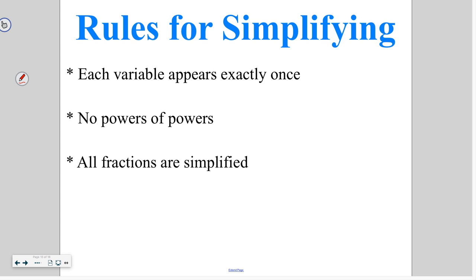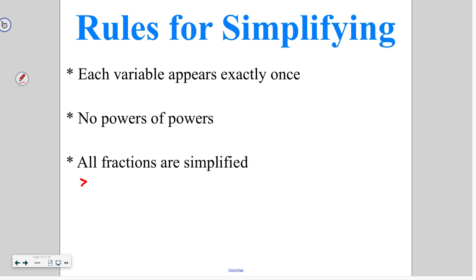Last thing we want to talk about is making sure that we have our expressions simplified as far as possible. There are 3 rules to this. First, each variable appears exactly once. So if you see a variable listed twice, you're going to want to go back and use that product of powers rule where we are adding them up. Then we have no powers of powers, so we're going to use the power of power rule, or potentially that distributive property rule, that product of powers rule, to help us get rid of that. And then if there are any fractions, we want to make sure that those are simplified.